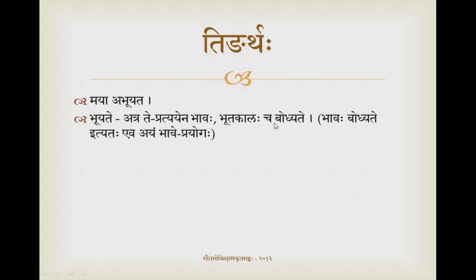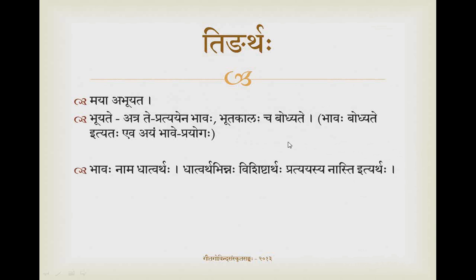So this is what we call a bhave prayoga. Why do we call it bhave? Ting pratyayena bhavaha bhuta kalaha. So it tells bhava and bhuta kala, right? So, as we said, karaka or bhava, kala and sankhya is what is given by the ting. Since it gives bhava, we call it bhave prayoga. What is bhava? Bhavo nama dhatvartha. Bhava is nothing but dhatvartha. As we already saw, the action and phala is dhatvartha. So, in abhuyata, there is nothing in addition to bhava which is told. Dhatvartha bhinnaha visishtarthaha pratyayasya nasti.